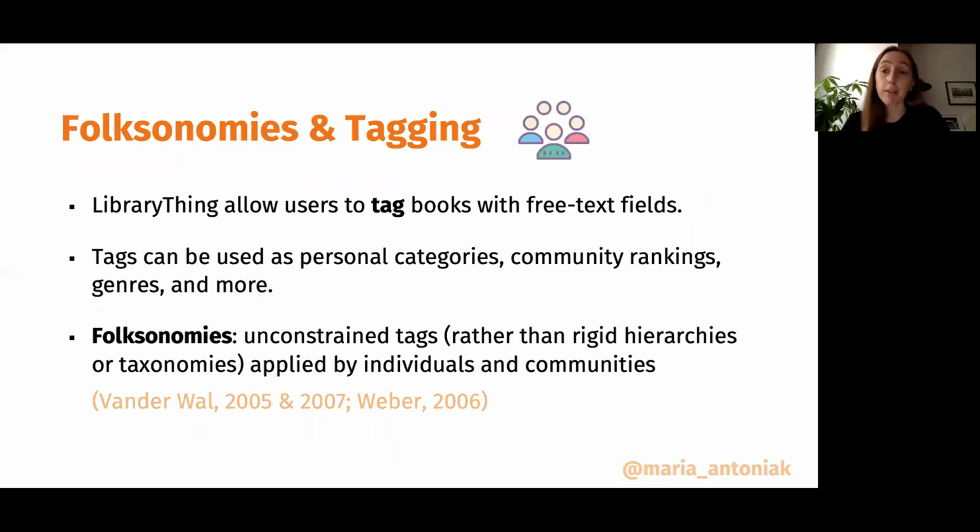Tags on LibraryThing are free text, allowing for creativity. They can be personal, like my favorites, or they can be communal, like best books ever. They often resemble genres or subject labels like fantasy, history, or animals. Prior work has referred to this kind of tagging system as a folksonomy. The tags are unconstrained and are applied by users and communities.